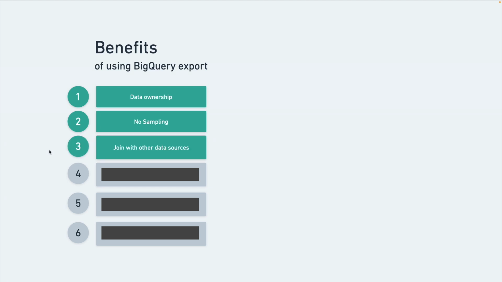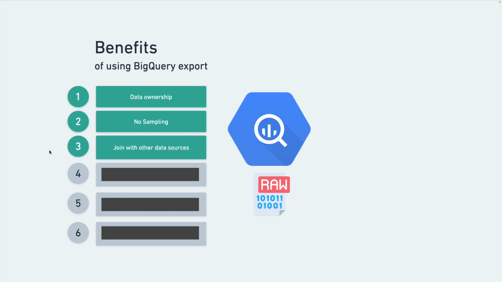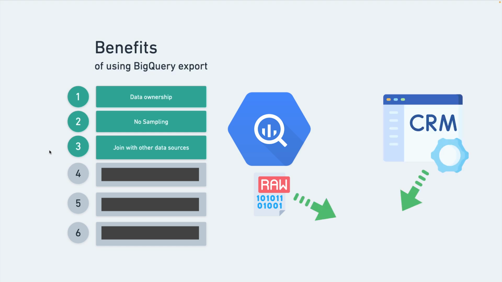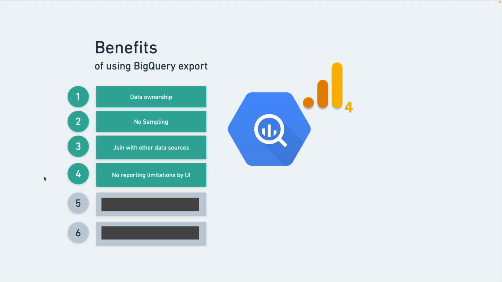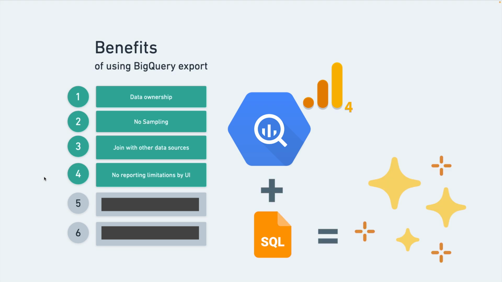Exported data can be joined together with offline and other online data sources in the same report. For example, you could join online activity collected by Google Analytics together with CRM data and understand your customer journey better. Using raw data, you can also analyze and segment your data the way you want. You have no limitations imposed by the user interface or available report templates. The data analysis that you can do is only limited by your or your data analyst's SQL knowledge.